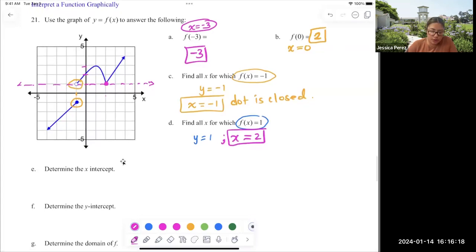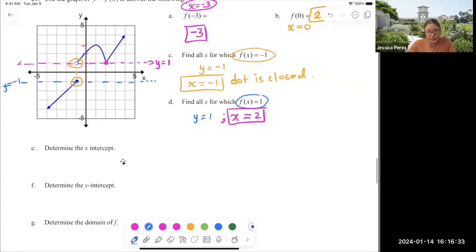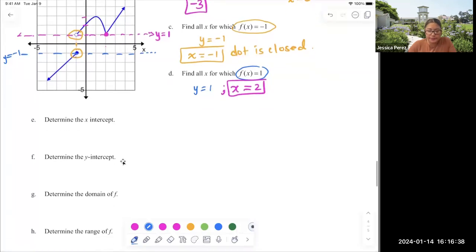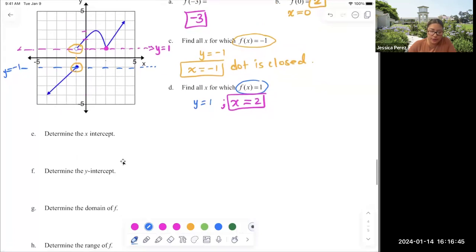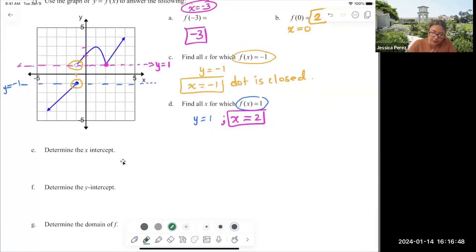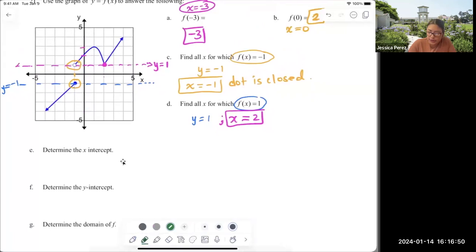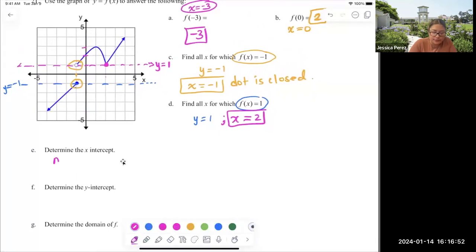So y equals 1 and y equals -1. So this is y equal 1. And then here you have y equal -1. So then y equal -1 corresponds to x being -1. And when y equal 1, it corresponds to the point x equal 2 because it's closed. And they're saying determine the x-intercept. Well, when is it touching the x-intercept? It doesn't. So be careful.